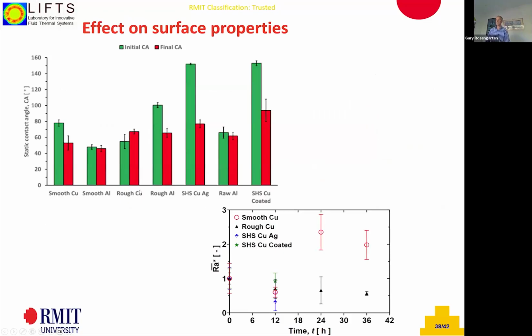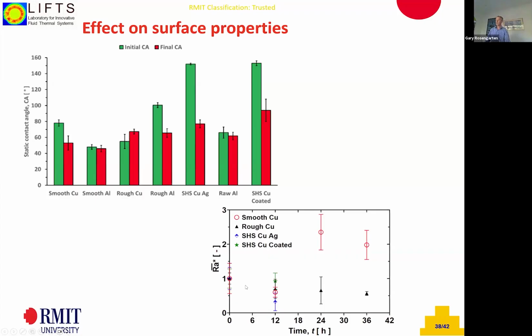You'll see that in the next slide. This is the static, or apparent, contact angle before we started and after 36 hours. The contact angle went down considerably in the smooth copper. Aluminium was less sensitive, though the rough aluminium did reduce the contact angle. Any of the super hydrophobic coatings we used, we tried other ones, get wiped off. So there has to be a more robust way of doing that. They lose their super hydrophobicity completely. Raw aluminium didn't change significantly at all.